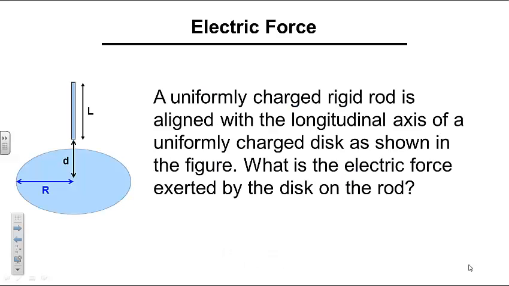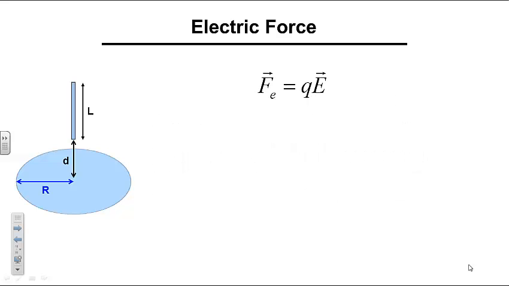Now let's calculate the electric force that exists between a uniformly charged rigid rod and a uniformly charged disk. The rod is aligned along the longitudinal axis of the disk. We can consider this electric force to arise from interactions of tiny bits of electric charge in one object with the electric field of the other object. If these bits of electric charge are infinitesimally small, we can model them as point particles and use the equation for the electric force acting on a point particle.